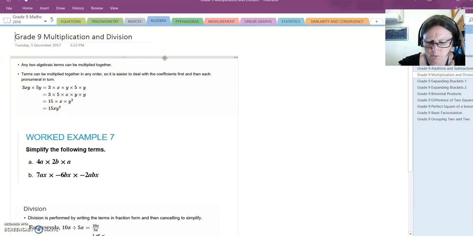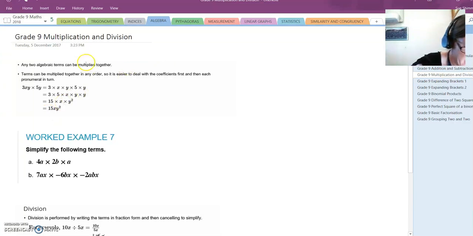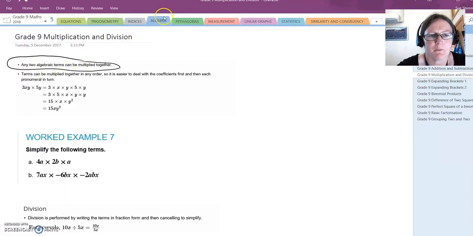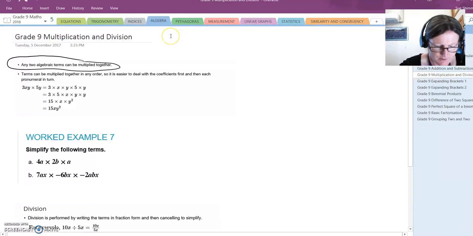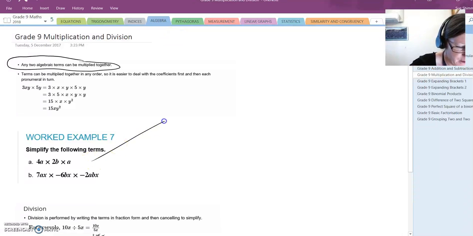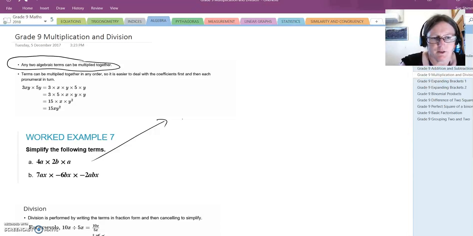Alright, let's look at multiplication and division. Any two algebraic terms can be multiplied together. It does not matter if they are not like terms. So in this first example here, they're not all like terms, but it does not matter. It does not matter for multiplication if they're not.